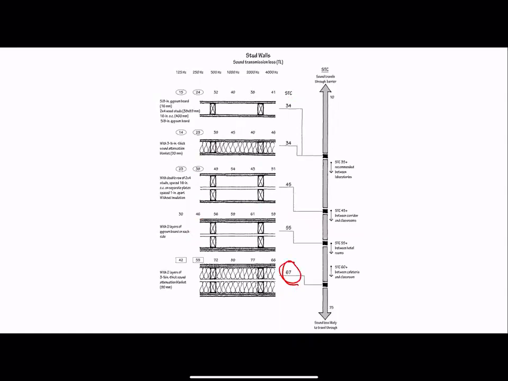So this is my recommendation if you're doing a hotel right now or apartments. This is my recommendation if it's wood construction: two layers of gypsum board on both sides, batt insulation in the cavity, and a double stud wall if you're not able to use concrete block or concrete. And so now we can get up to 67 up from 34 and everything in between.